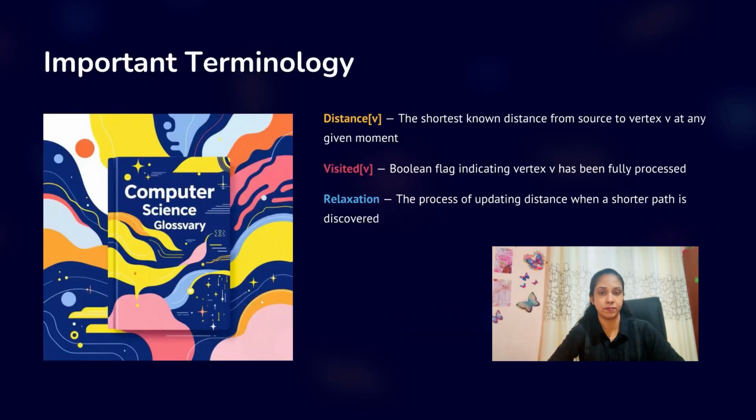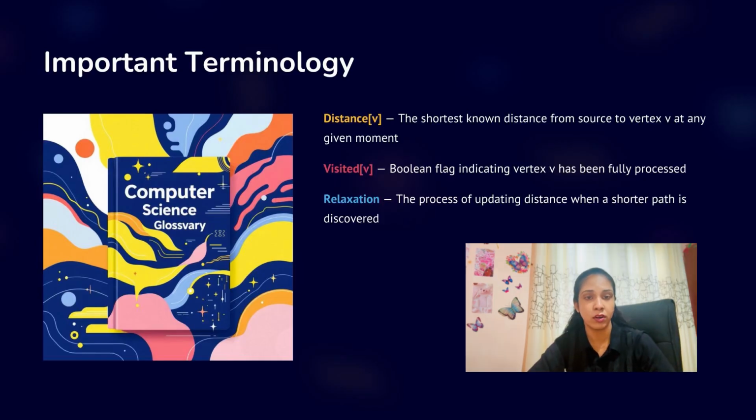Important terminology. Let's look at some important terms. Distance. Distance means the shortest known distance from the source to vertex V. Visited. Visited tells us whether the vertex has been fully processed. Relaxation. Relaxation is the process of checking and updating distances. These terms will help you to understand the algorithm clearly.